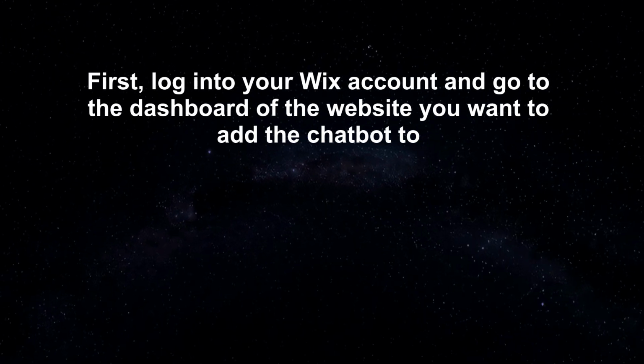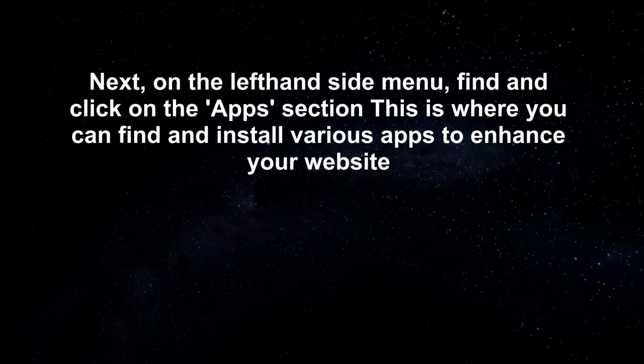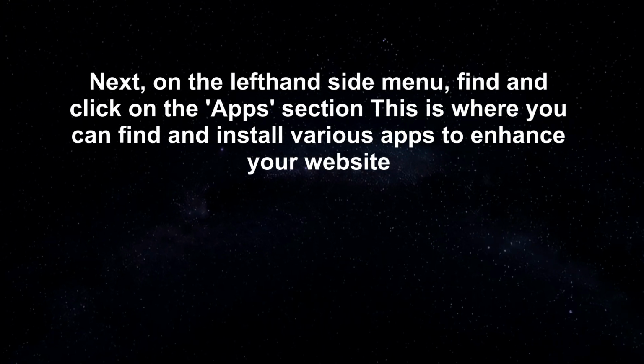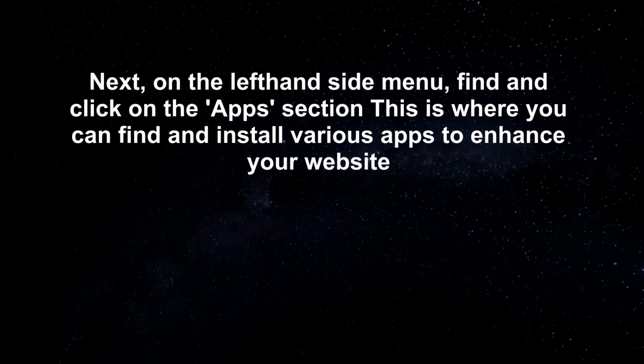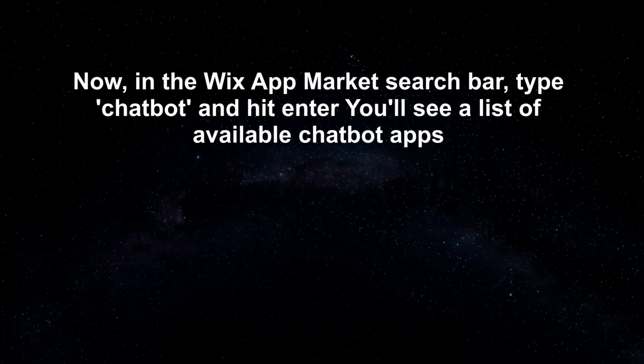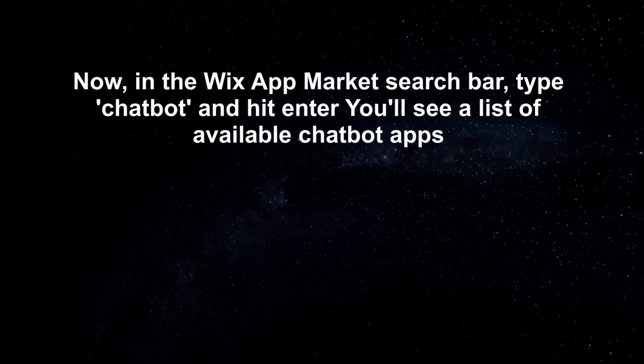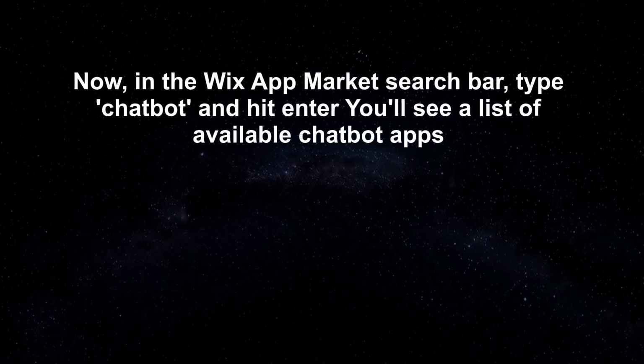Next, on the left-hand side menu, find and click on the Apps section. This is where you can find and install various apps to enhance your website. Now, in the Wix App Market search bar, type chatbot and hit enter. You'll see a list of available chatbot apps.